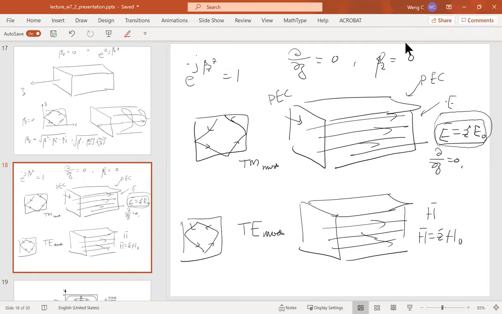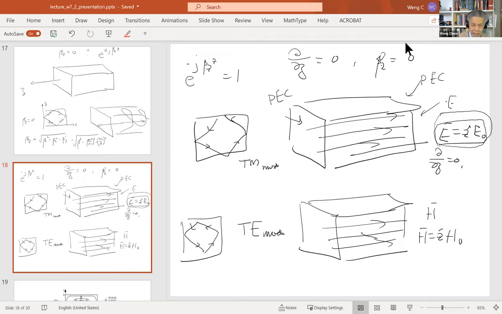And then after I cap the two ends, the wave will still keep bouncing around inside the waveguide. Can you envision that? It will keep bouncing around in the waveguide because the boundary conditions are not violated. Boundary conditions are still satisfied.